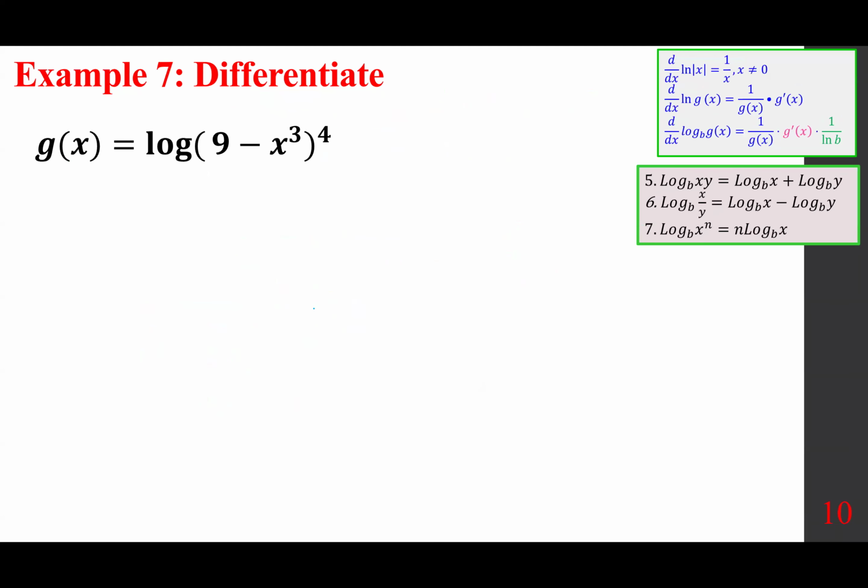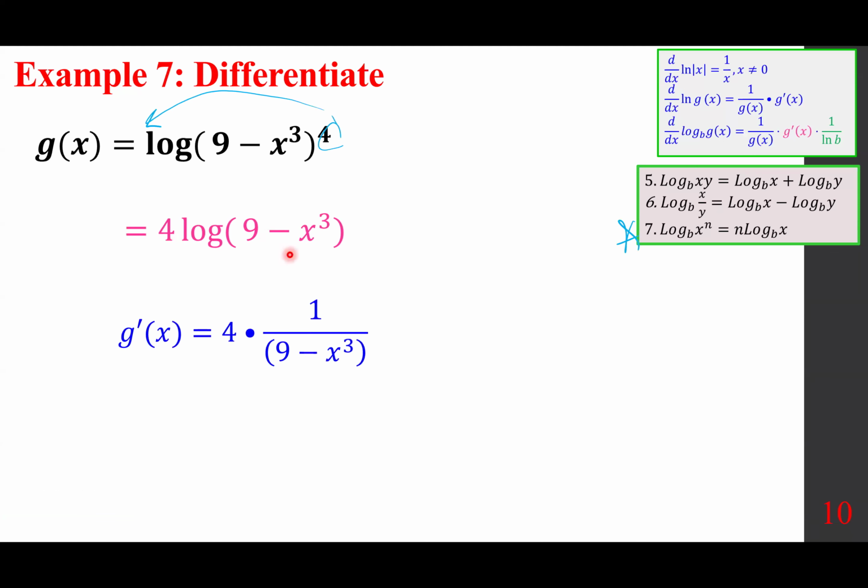g of x is log of (9 minus x cubed) to the power of 4. We want to differentiate that. The best course of action is to use the power rule first to take the 4 and bring it to the front. So if I'm differentiating this now, I just follow the log, 4 remains, flip this over, because it's a function of x times its derivative g prime of x, so times negative 3x squared.